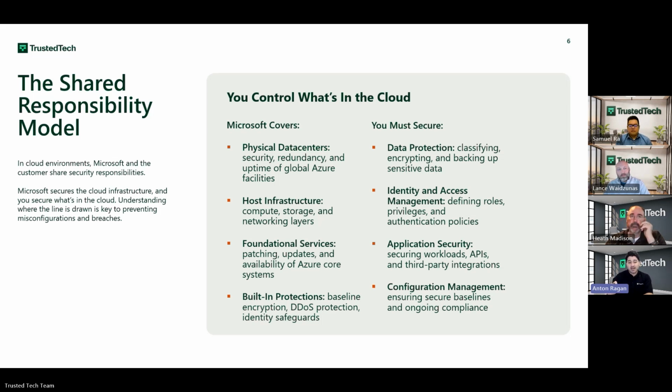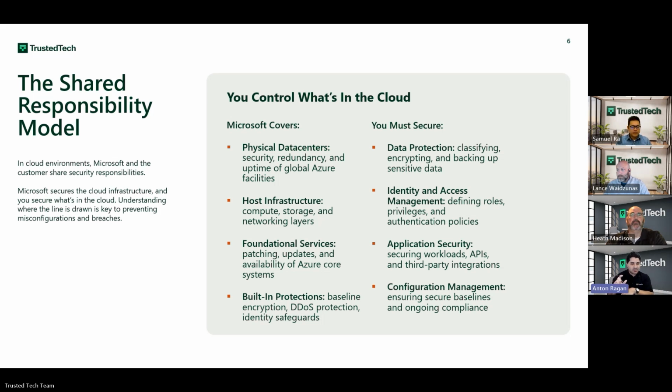Right. So let's start by talking about what Microsoft is responsible for, and that is securing the cloud infrastructure itself. So things like the physical data centers, the networking, and the Azure platform that our workloads run on. Microsoft will handle that. They take care of the redundancy and the uptime and some other foundational protections like encryption and DDoS defense. But on the customer side, we're responsible for what's actually in the cloud, meaning our data, our users, our applications, and our configurations, which Lance just spoke about some common misconfigurations. All of that needs to be managed by us in terms of our security posture.